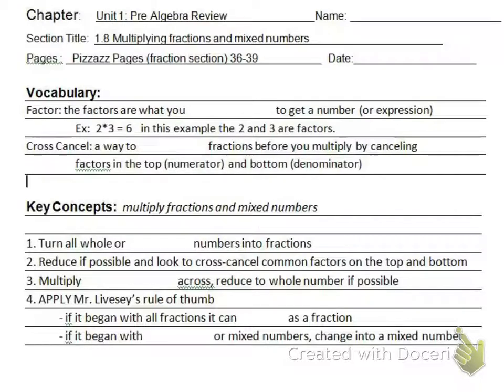well. So let's take a look at our note sheet and let's add our name and date to this. And we're in the Unit 1 Pre-Algebra Review. The section title again is 1.8 Multiplying Fractions and Mixed Numbers. And the pages that would associate with this, we have pizzazz pages in the fractions section, which are at the very end after the bright orange page that says fractions, to take a look at those. And that's page 36 through 39 for those multiplying fractions and mixed numbers examples and practice sets.